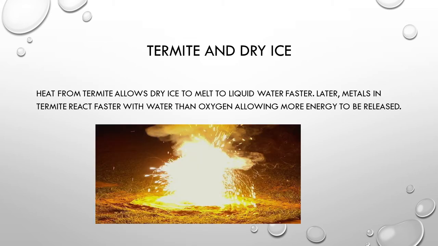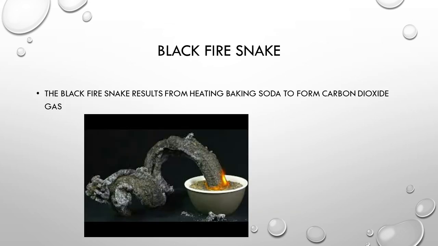Another is thermite and dry ice. The fire above has resulted from the reacting of thermite and dry ice. Thermite allows dry ice to melt to liquid faster, and later metals in the thermite react with water faster than oxygen, which allows more energy to be released. And last is the black fire snake. The black fire snake results from heating baking soda to form carbon dioxide gas.